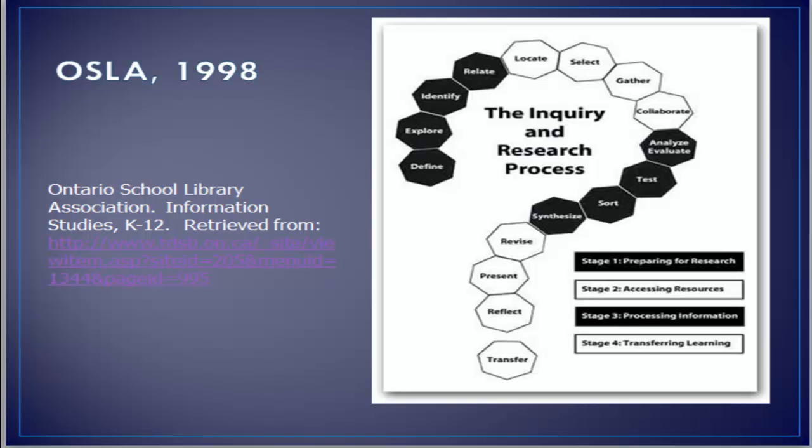Stage 2, accessing resources. Locate a variety of appropriate resources from a variety of sources. Select information appropriate to needs using a variety of strategies. Gather information from resources using internal organizers and conventions of text. Collaborate with others to share findings and ideas.